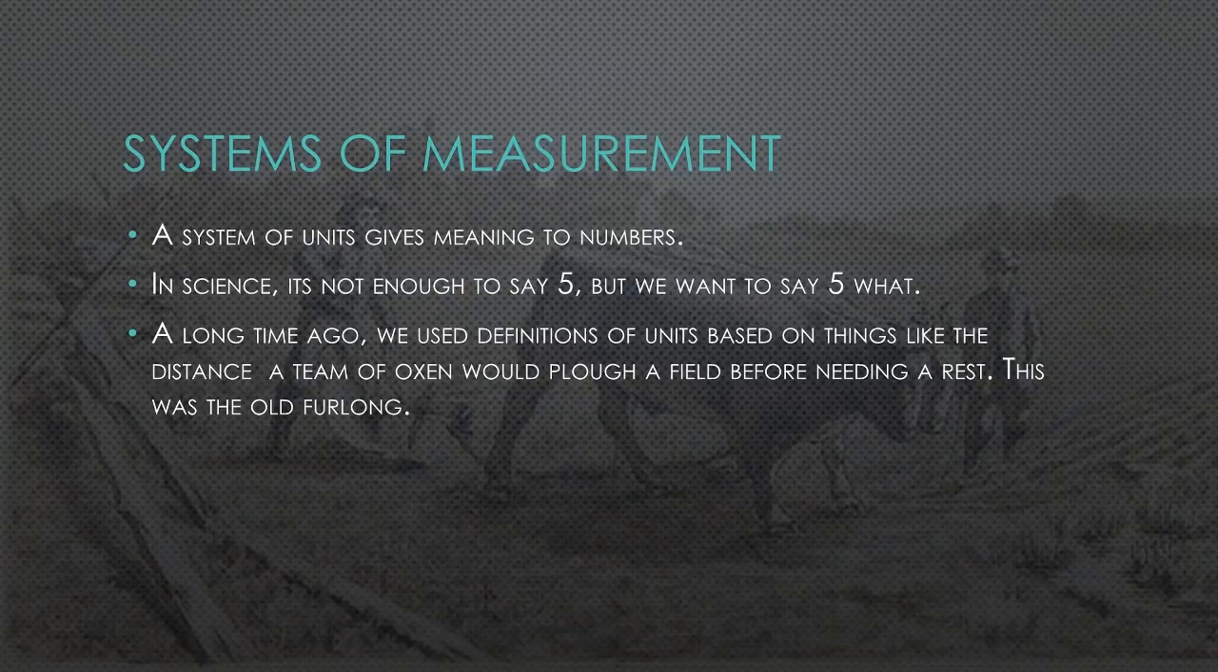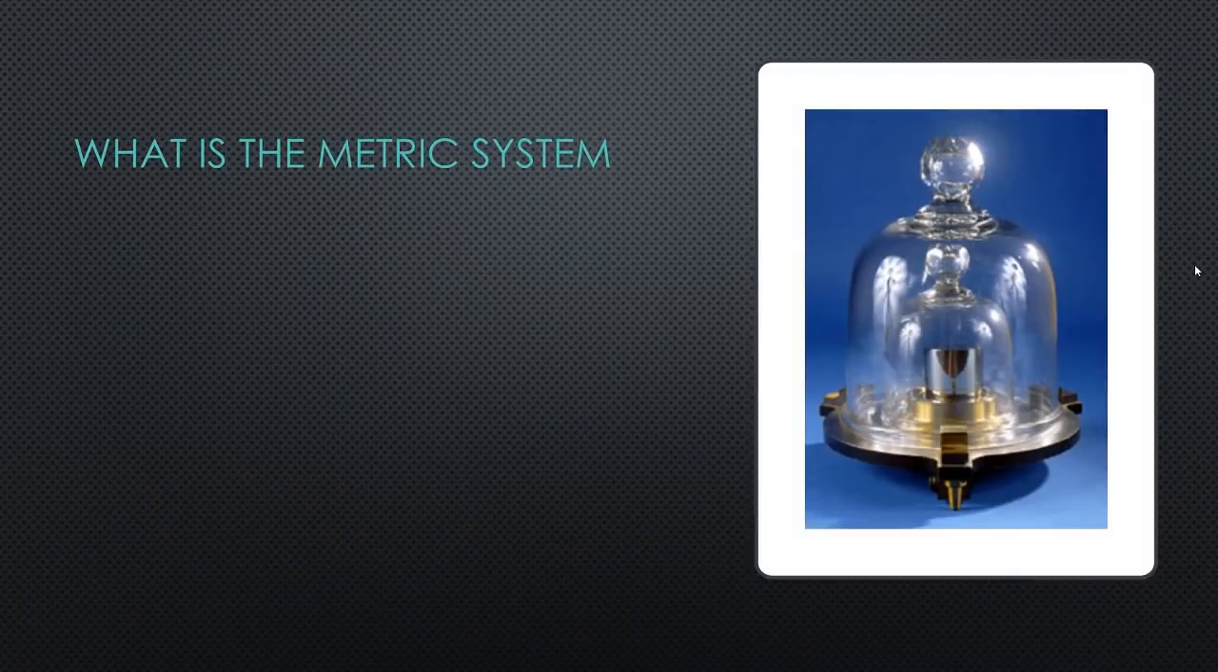A long time ago, a lot of these units were defined very imprecisely. One of my favorites is the furlong. The furlong was the distance a team of oxen would plow a field before needing a rest. That's a really imprecise and inaccurate sort of measurement when you think about it. It depends upon what sort of oxen you have and what's going on with the fields, how good is your plow, all these sorts of things. They've changed that actually. The modern furlong is just an eighth of a mile. But we want something a little more precise than that.